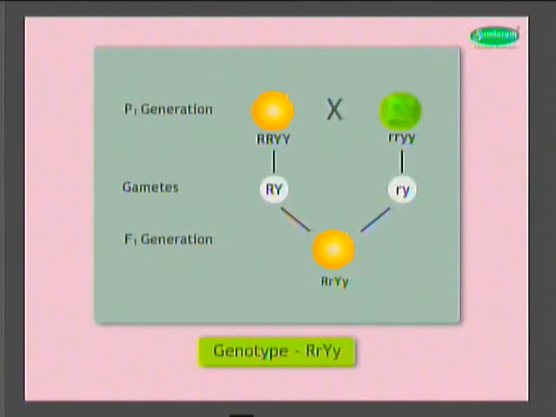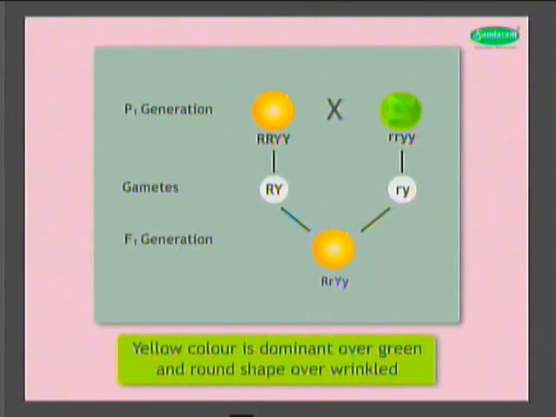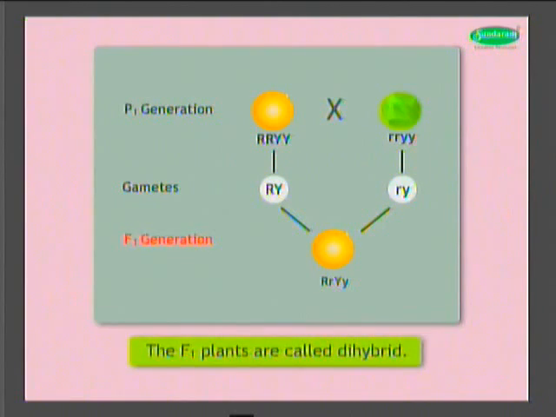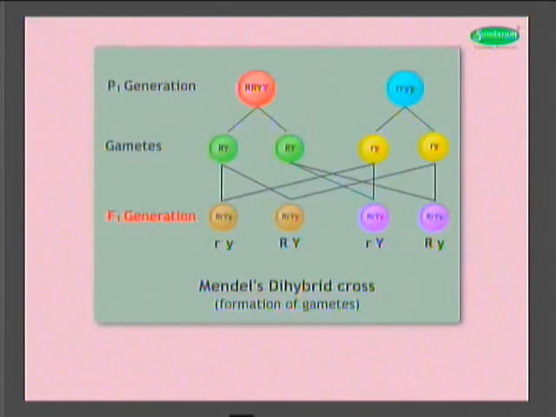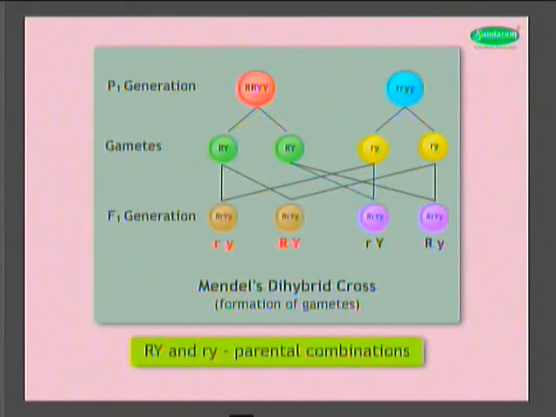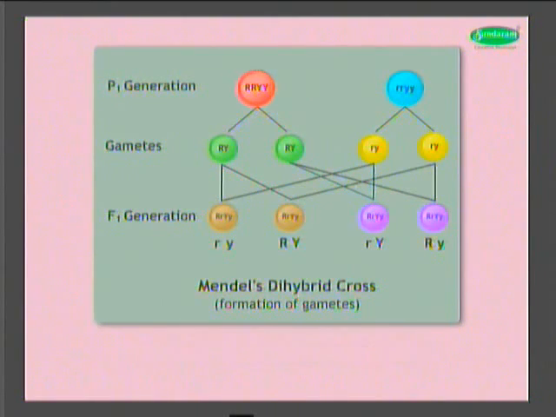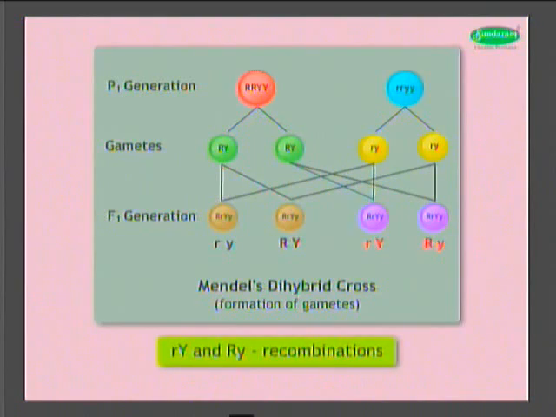Though the genotype of the pea plants was RrYy, phenotypically they were plants with round yellow seeds, as yellow color is dominant over green and round shape over wrinkled. The F1 plants are called dihybrids. The F1 plants produce 4 types of gametes. They are RY, Ry, rY, ry, out of which RY and ry are similar to the P1 gametes, hence known as parental combinations, and the remaining 2, that is Ry and rY, are termed as recombinations.